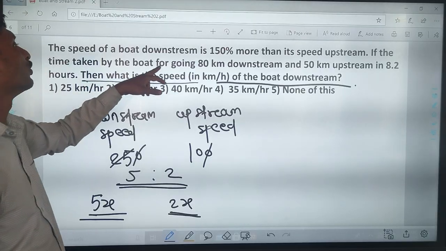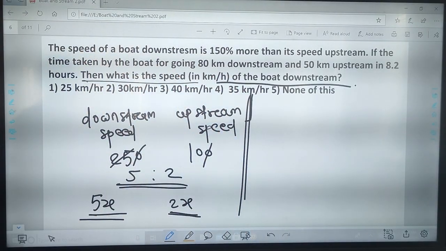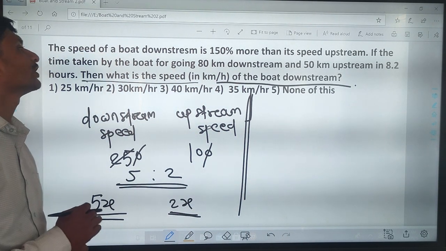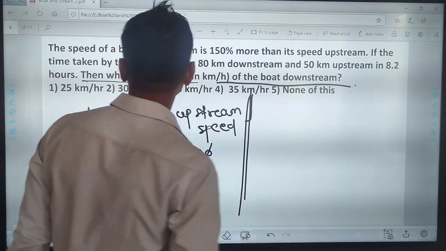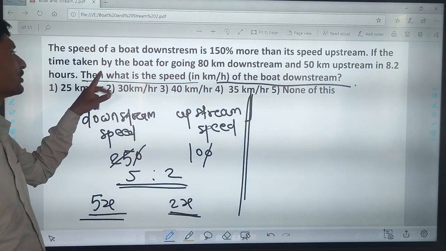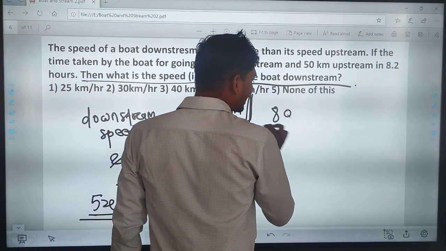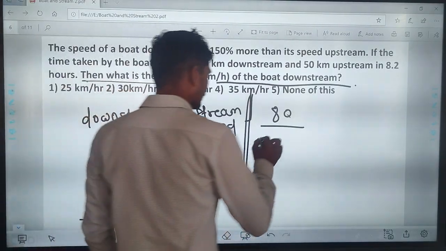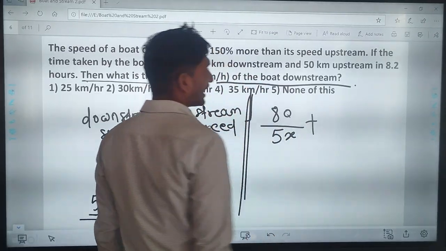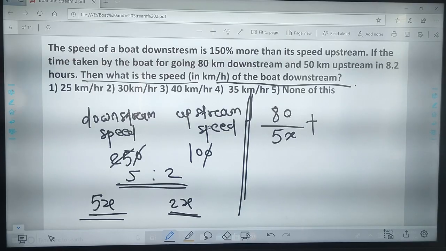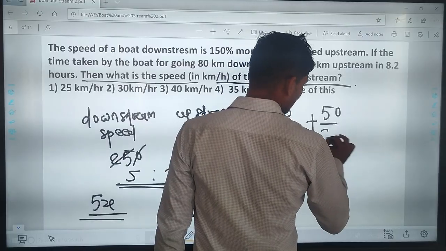The time taken by the boat going 80 km downstream and 50 km upstream is 8.2 hours in total. The time required to go 80 km downstream is 80 divided by the downstream speed, 5x, and the time required to cover 50 km upstream is 50 divided by the upstream speed, 2x.